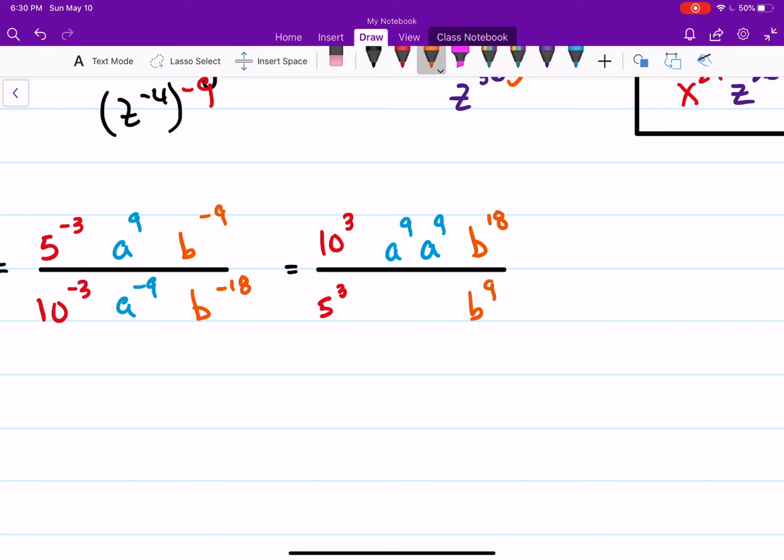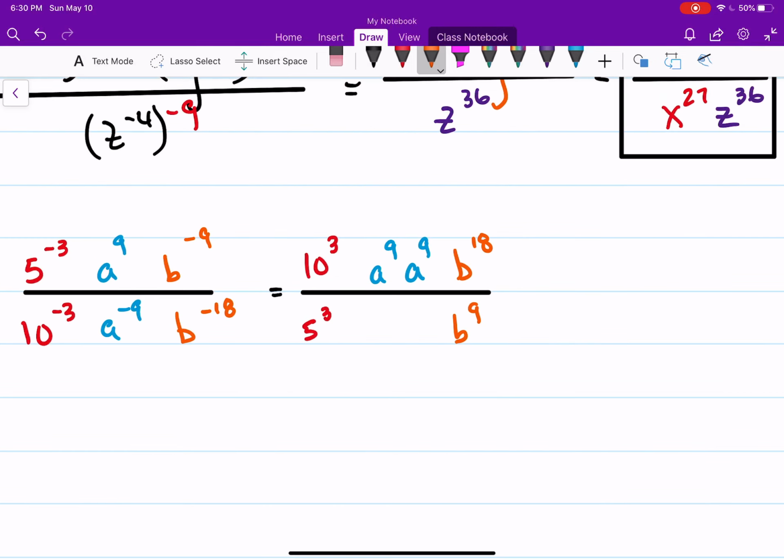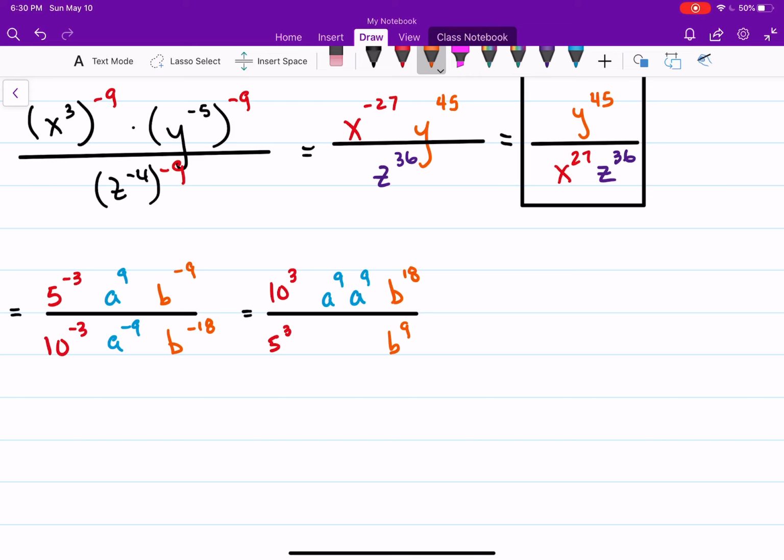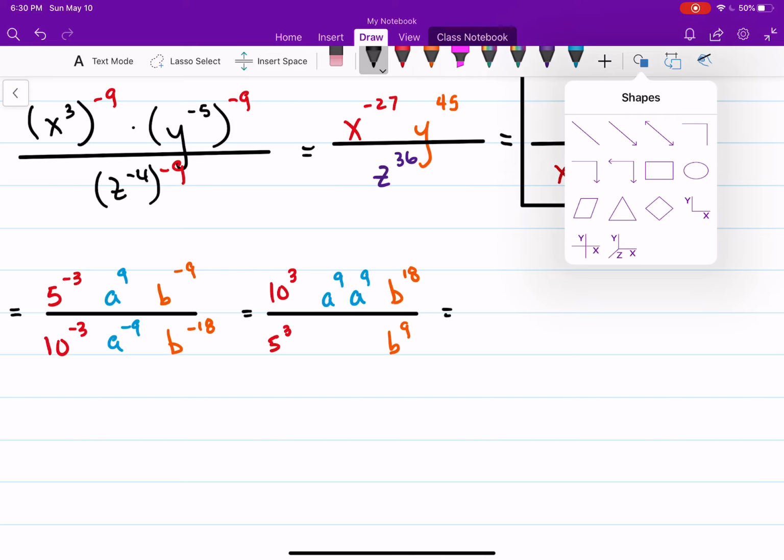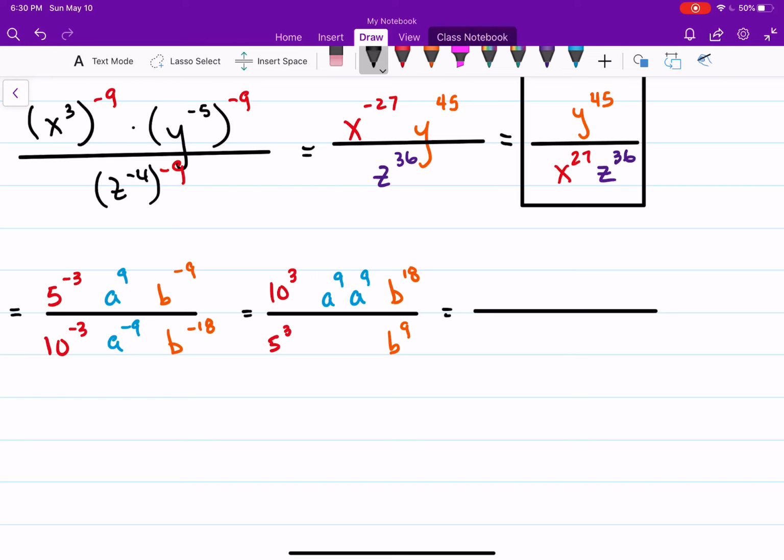Okay? So now here's my moved stuff, right? All right. So what do I have left? So after I move, let's move these. So here is what I like to do. Let's deal with the variables first. So this is going to be A to the 18th. And I'm going to have a B to the positive 9th left on top because there's 18 B's on top, 9 B's on the bottom. 9 of them cancel out. I will have 9 B's left on top.